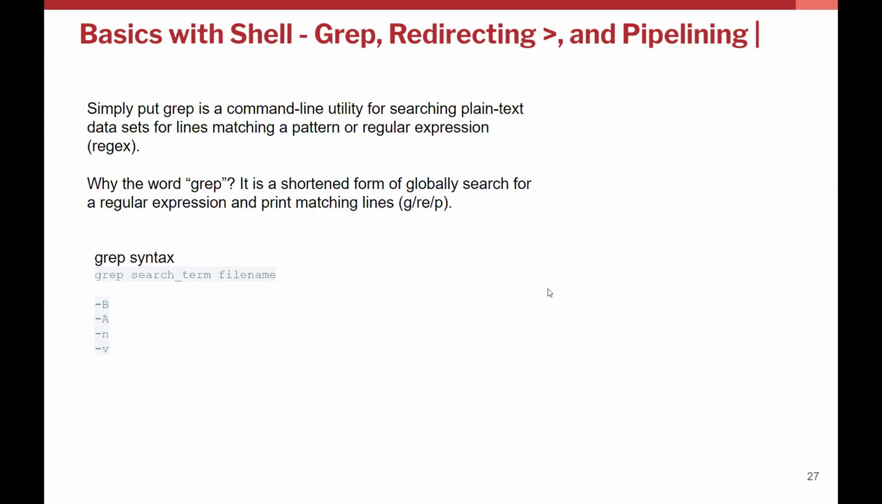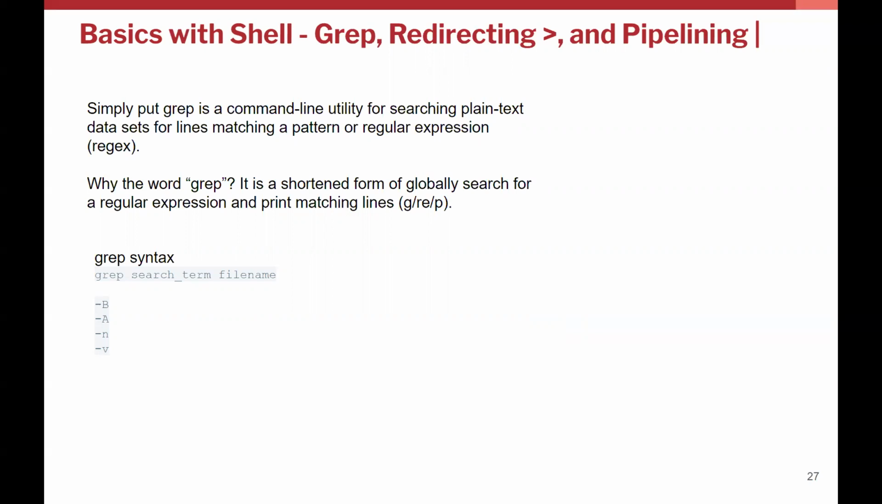So next, we're gonna talk about grep, redirecting, and pipelining. Simply put, grep is a command line utility for searching plain text datasets for lines matching a pattern or regular expression, which is regex. The name grep is a shortened form of "globally search for a regular expression and print matching lines." So as usual, let's first look at the syntax of grep.